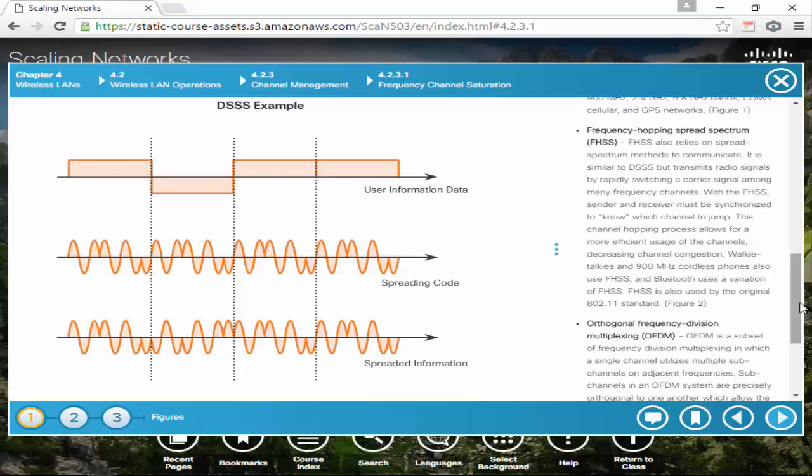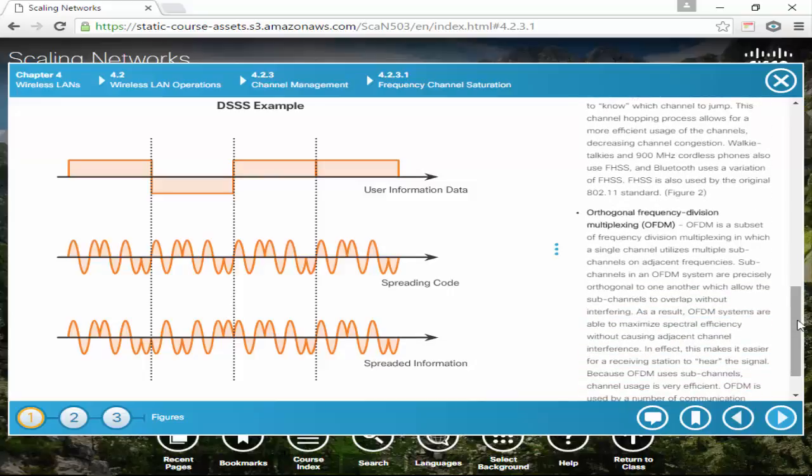This channel hopping process allows for more efficient usage of the channels, decreasing channel congestion. Walkie-talkies and 900 MHz cordless phones also use FHSS, and Bluetooth uses a variation of FHSS. FHSS is also used by the original 802.11 standard.